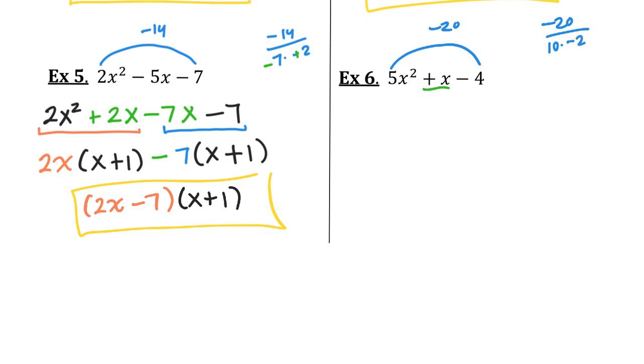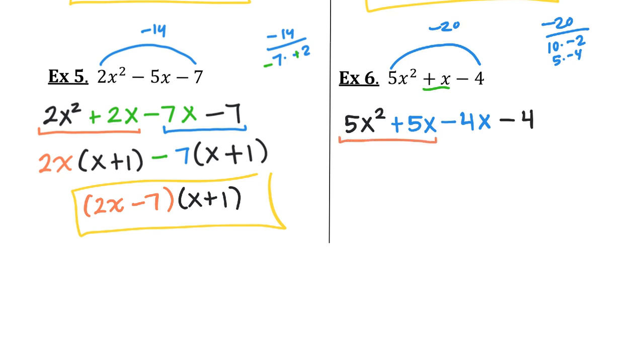10 minus 2 is 8x. That's no good. 5 times minus 4. 5 minus 4 is 1. Okay, that one can work. I'm going to split my middle term into positive 5x minus 4x because that is equal to x. And you could have the opposite order. We'll have the same answer at the end.